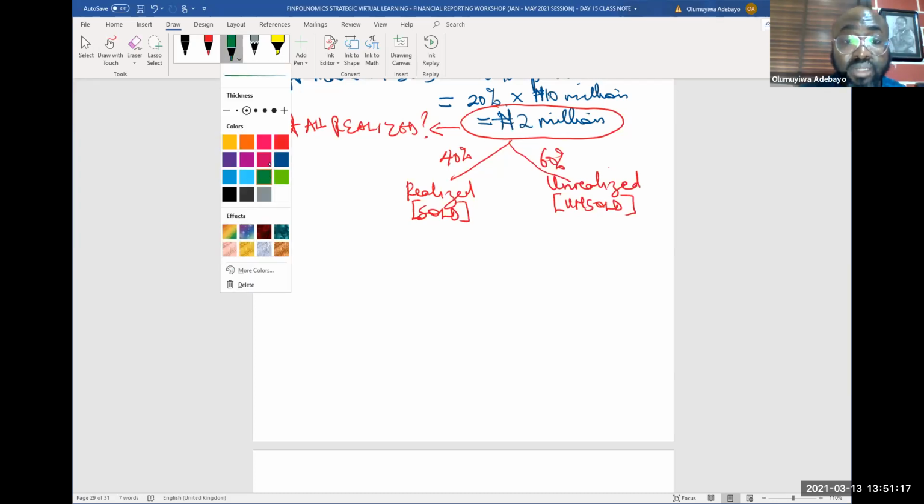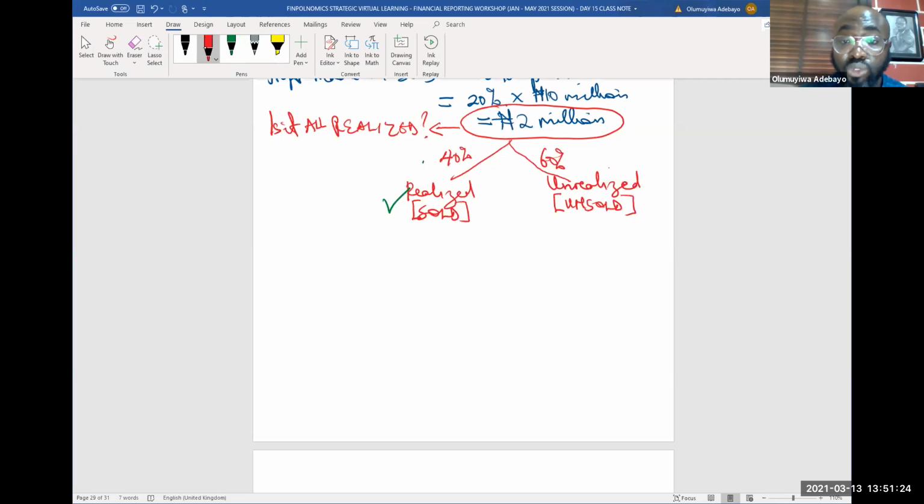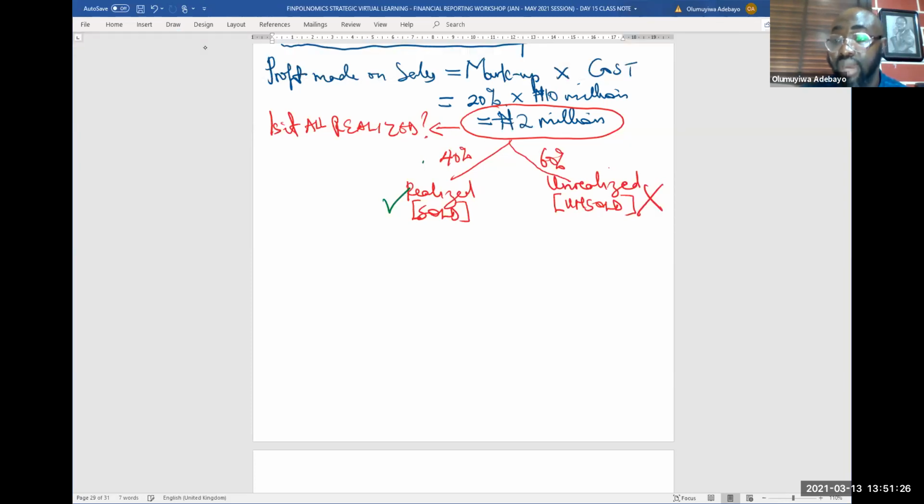I have no problem with realized. But I have a problem with what? Unrealized. Why? Because unrealized means the profit of the seller, which is the parent, is carrying profit that has not been truly realized. Therefore, what do I do? I go ahead with the portion where I have a problem, and I do what?